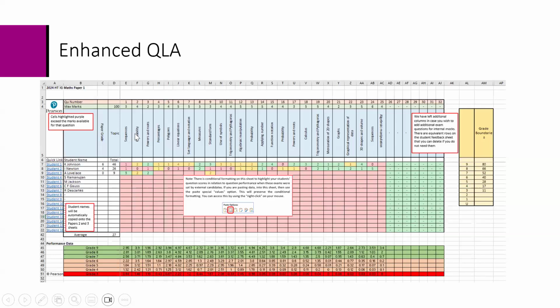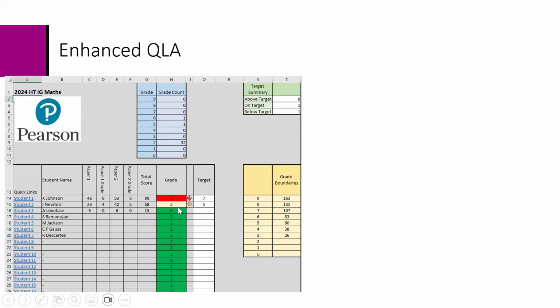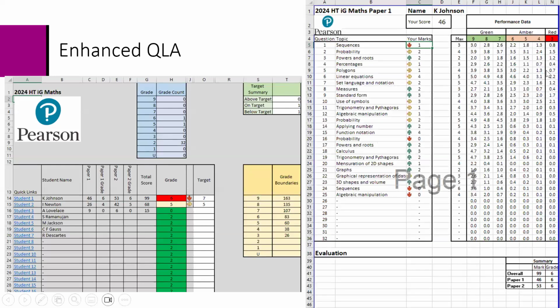You put your student details in. There is a summary sheet. You can put in a target grade, and that will give you on, above, or below. There's arrows, because I'm aware teachers get told off for printing in color. And there's also a student feedback sheet.